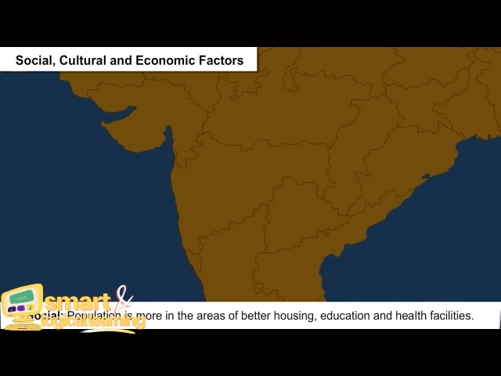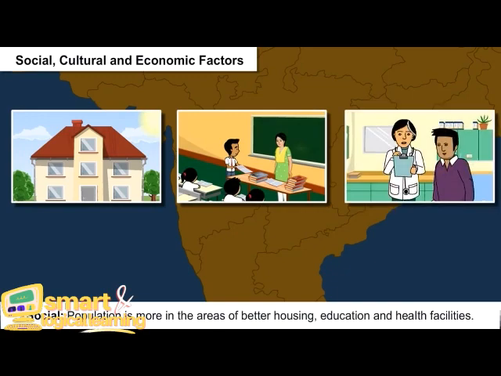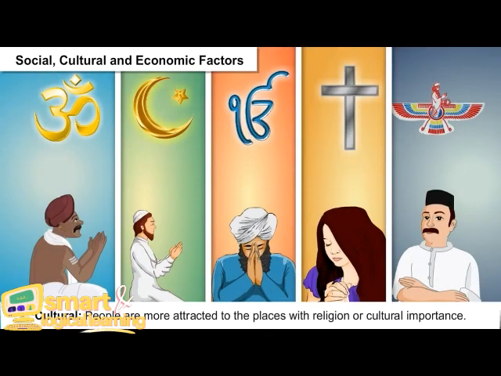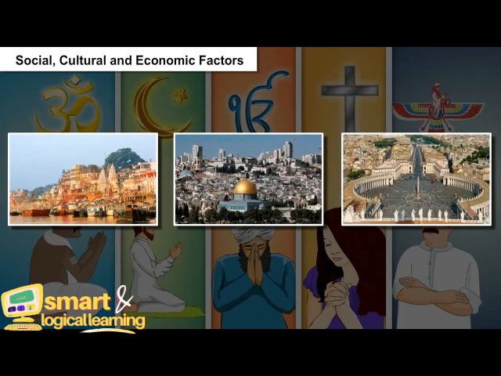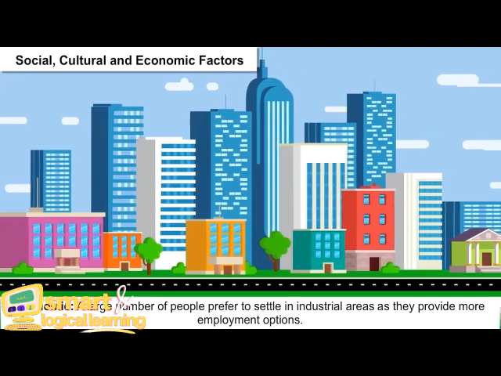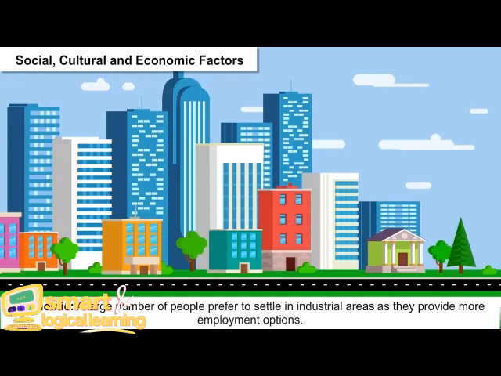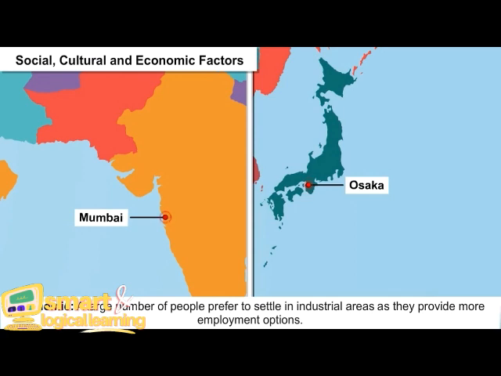Social, cultural and economic factors. Social. Population is more in areas of better housing, education and health facilities. For example, Pune. Cultural. People are more attracted to places with religious or cultural importance. For example, Varanasi, Jerusalem and Vatican City. Economic. A large number of people prefer to settle in industrial areas as they provide more employment options. For example, Osaka in Japan and Mumbai in India.